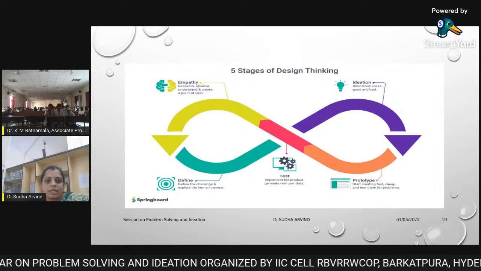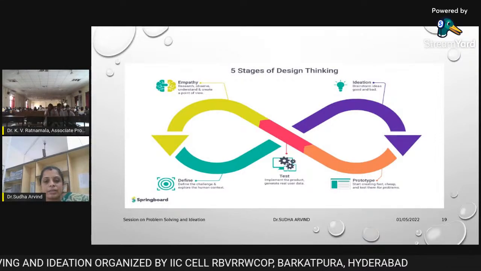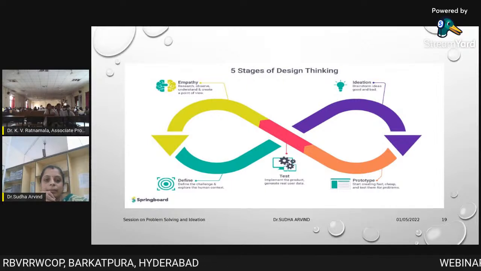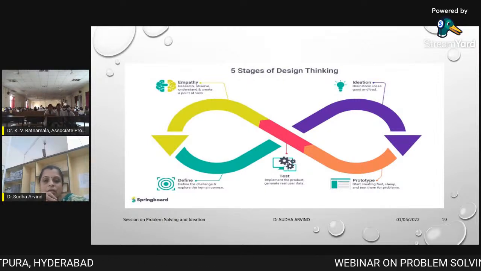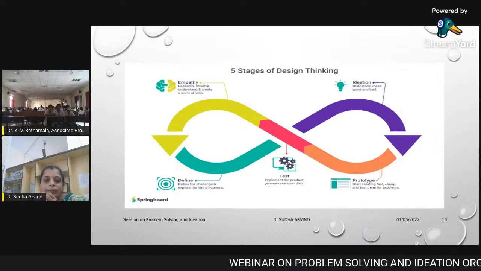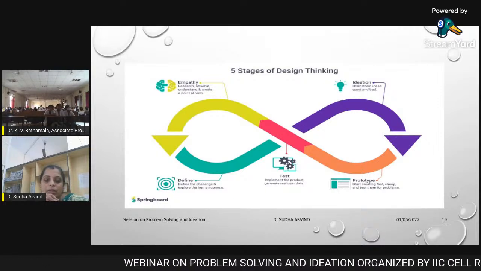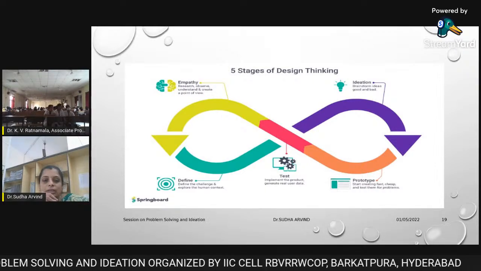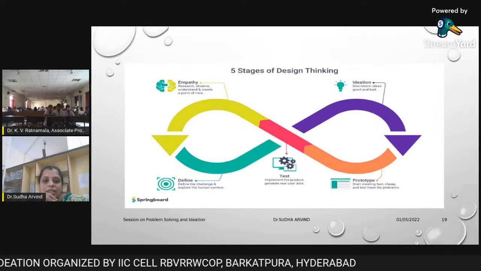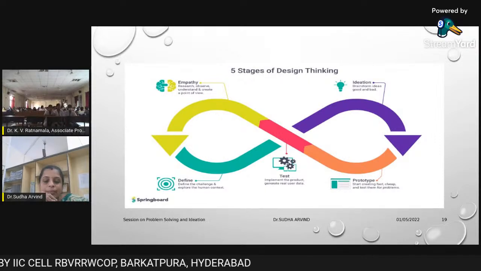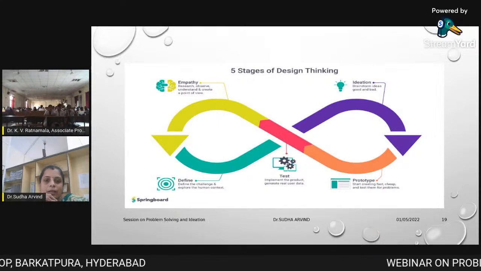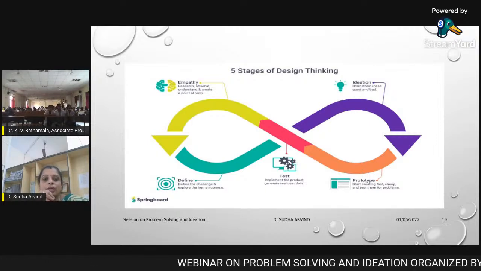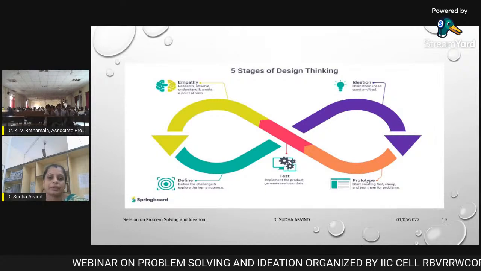The 5 stages of design thinking are shown like this also. As already told, it is a non-linear process. You can see over here how empathy leads to define. You can see it's a kind of loop, a continuous process. There is no start and there is no end. Through this diagram you can see how each stage is continuous with the other stages: empathy, defining, then ideation, then prototype, and then finally you are going to test that product.